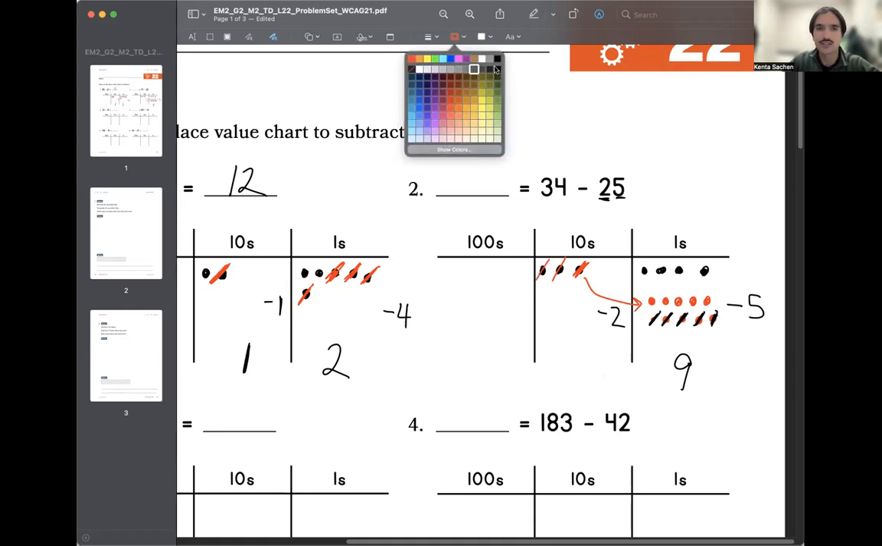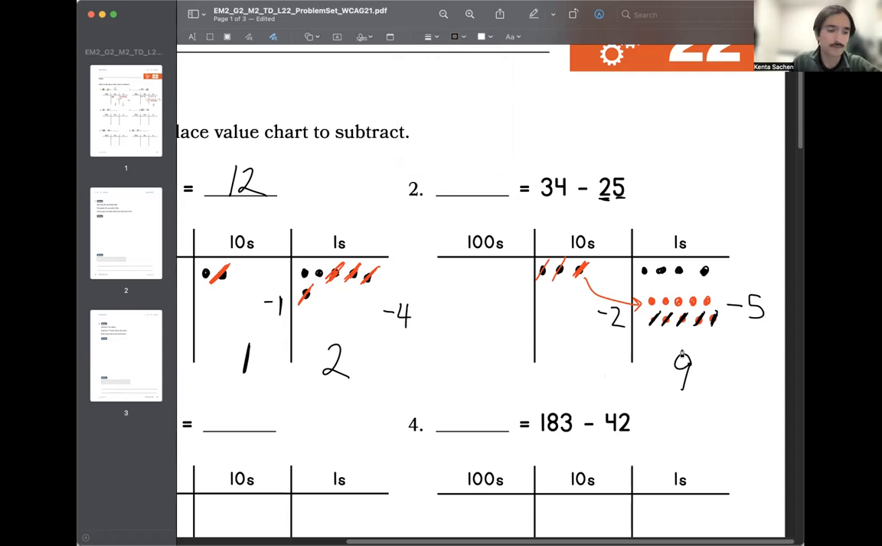How many 10s do we have left now? Yeah, we have 0 10s. So you can write a 0. But our answer is just going to be 9, right? We don't say 0, 9. Our answer is just 9. So 34 minus 25 is equal to 9.